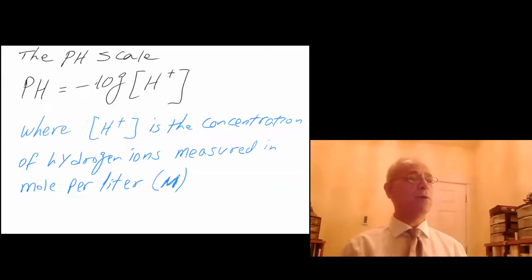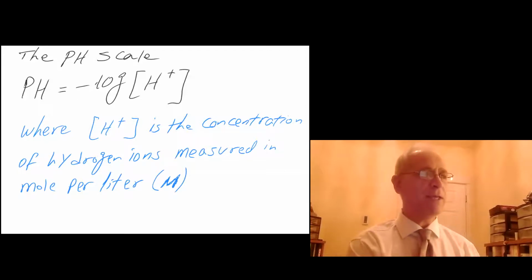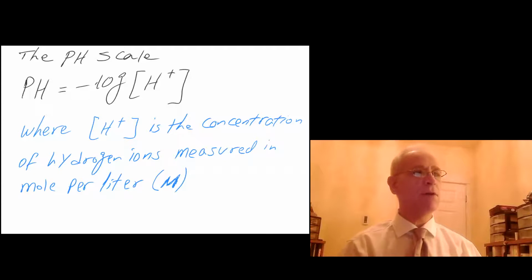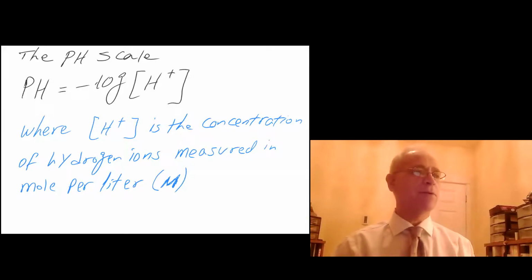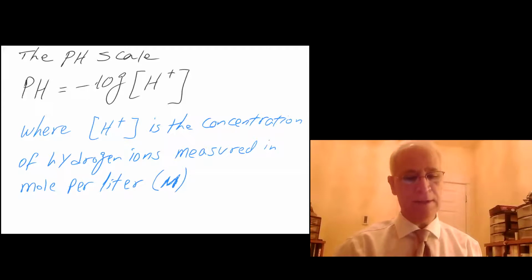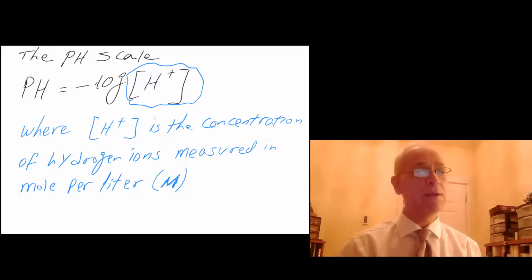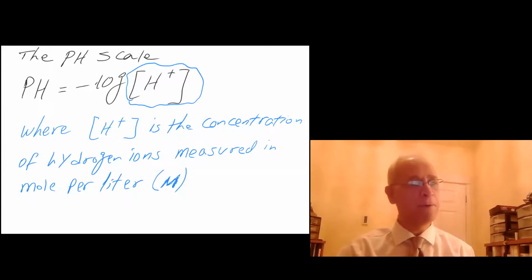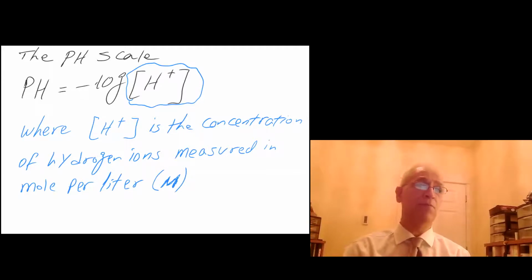Hello, Math 141, talking about the pH scale. We know that pH equals minus log of H plus in brackets. So what is this symbol right here? This symbol, H plus in brackets, is reserved for the concentration of hydrogen ions measured in moles per liter, capital M.